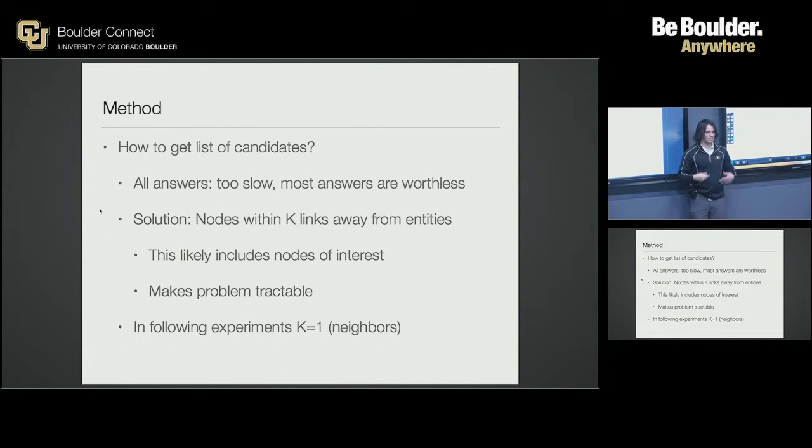So the obvious question is, how do we get a list of candidates? Well, all the answers would be much too slow. However, as it turns out, if we're talking about things related to Einstein or things related to, say, physics or Leo, we probably only need to go a small number of hops away in the network in order to capture the answer. So for the experiments that I do, I just take all of the things mentioned in the question and go one hop away.